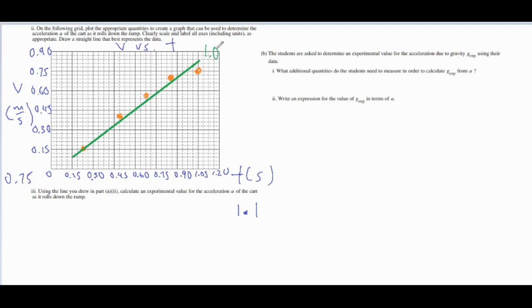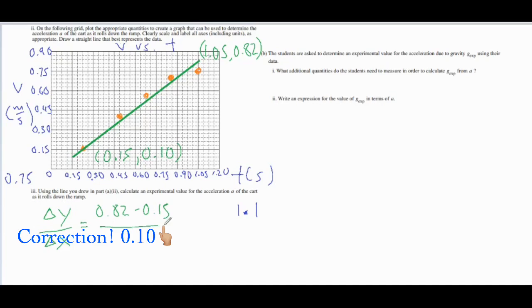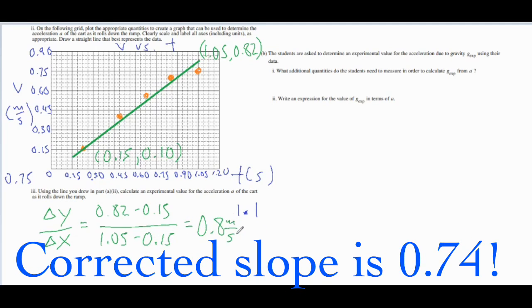It looks like it's about at 1.05 and then maybe up to about 0.82. And then down here, it looks like I'm at about 0.15, and then it goes up to about 0.10. So now, using the line you drew in part 2, calculate an experimental value for the acceleration of the cart as it rolls down the ramp. So I'm going to find the slope, which is 0.82 minus 0.15 over 1.05 minus 0.15. And then I get 0.8 meters per second squared.